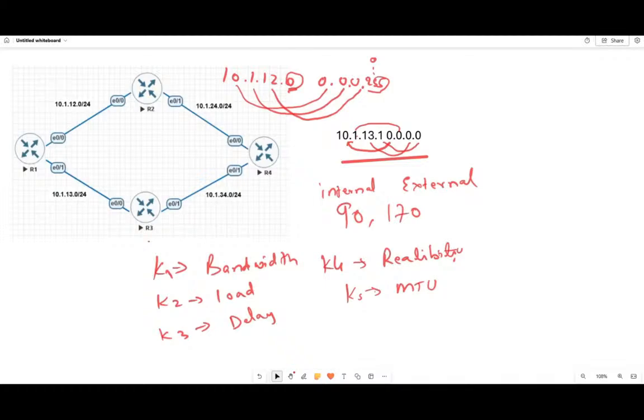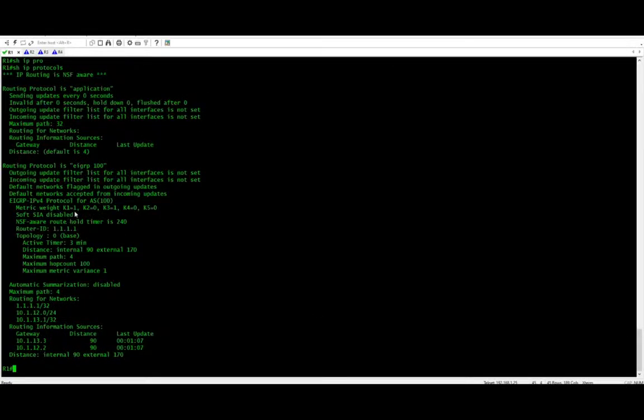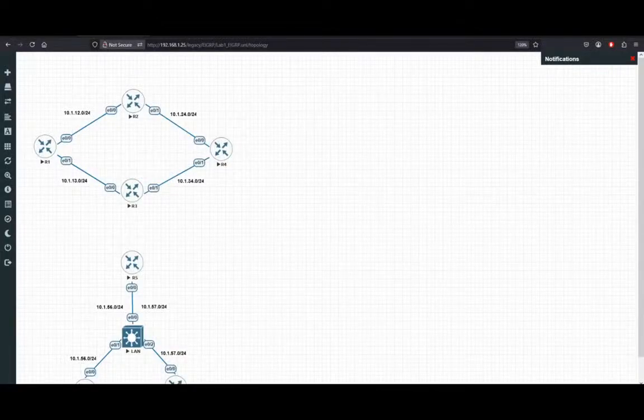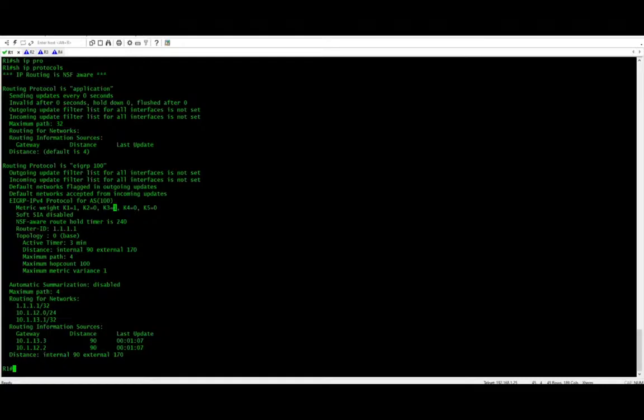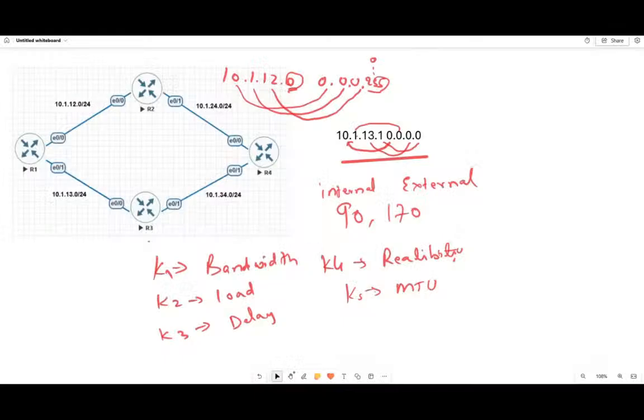Out of these, only K1 is used. You can see the K1 bit is on and the K3 bit is on. K2, K4 and K5 are by default not calculated. So that's why only K1 and K3 are used. All these others are not used by default. So these are the values that must match.